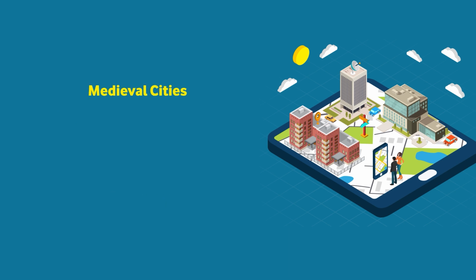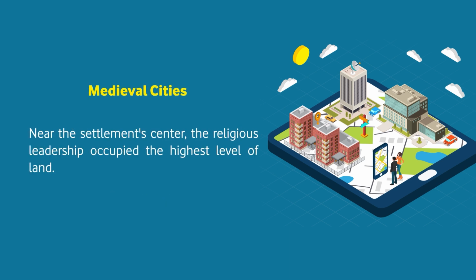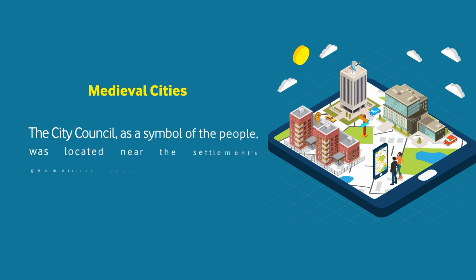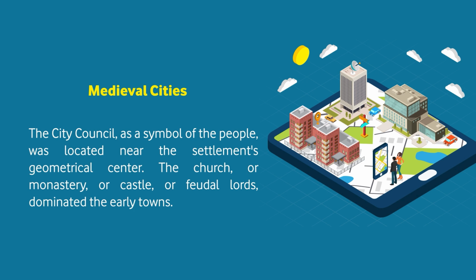Medieval cities. Near the settlement center, the religious leadership occupied the highest level of land. This was the character of the medieval city. The city council, as a symbol of the people, was located near the settlement's geometrical center. The churches, monastery, castle or feudal lords dominated the early towns. It was surrounded by a church square, a market plaza, a town hall and guild halls.